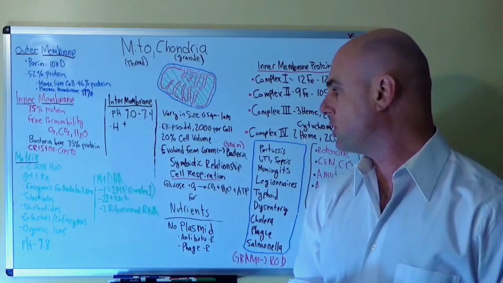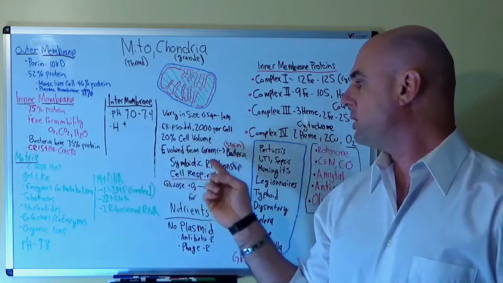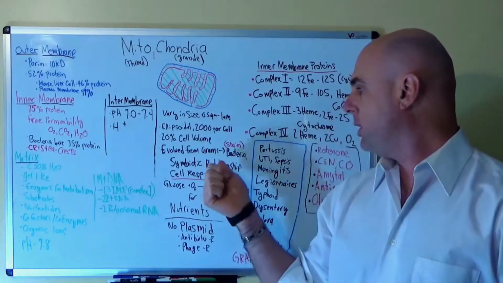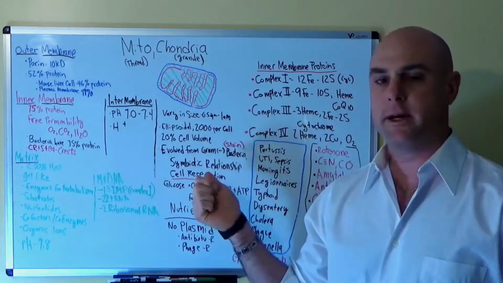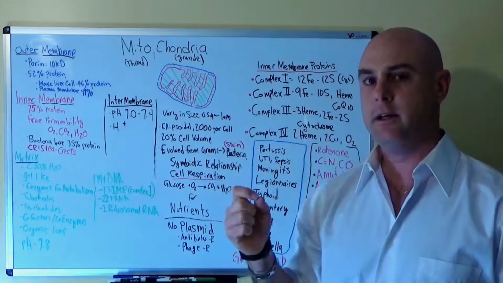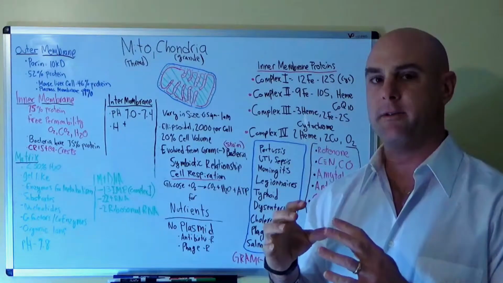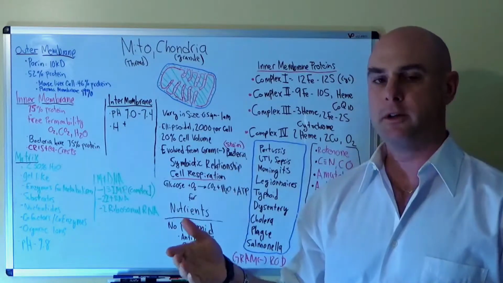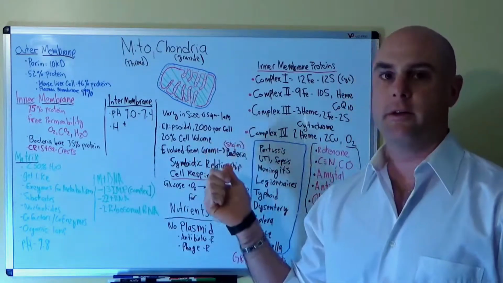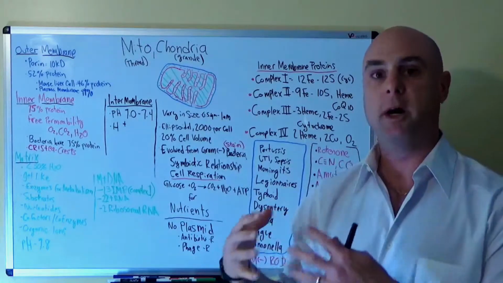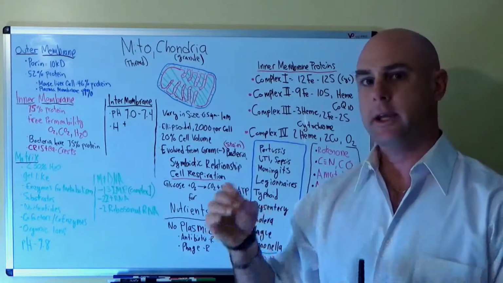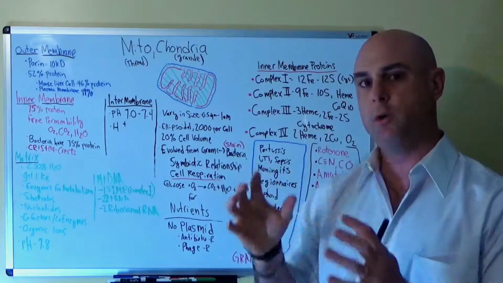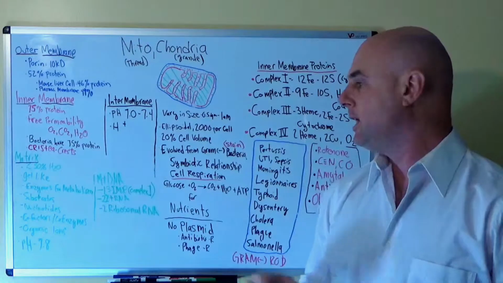So the mitochondria evolved from gram-negative bacteria, and they're called gram-negative because there's a certain stain that gram-negative bacteria can be seen through, and then there are gram-positive bacteria, which is another stain that gram-positive bacteria can be analyzed under. And that has to do with the coat of the bacteria.